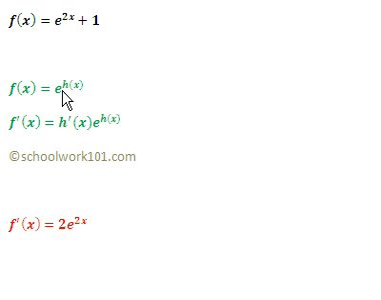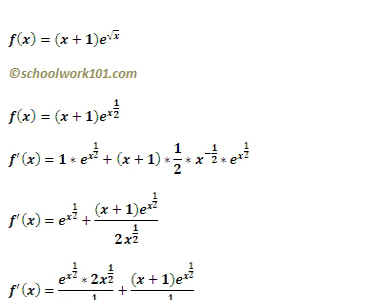So here's an example. You take the derivative of 2x, and the derivative of 2x is just 2, and then we just rewrite e to the 2x. And that's the derivative of f of x.